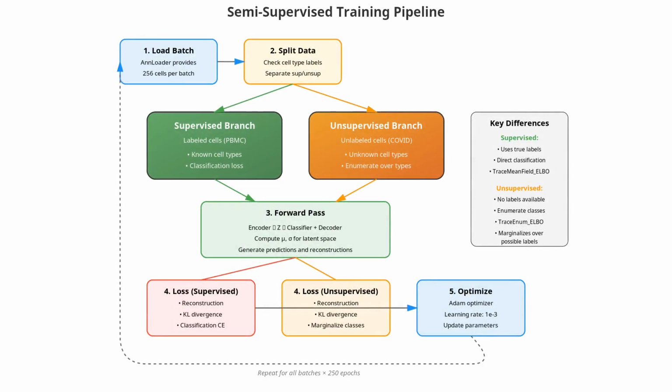Let's look at the training pipeline. This diagram shows how the training pipeline handles both supervised and unsupervised data differently, using appropriate ELBO objectives for each. The supervised path uses the known cell type labels to train the classifier, while the unsupervised path marginalizes over possible cell types to learn from unlabeled data.